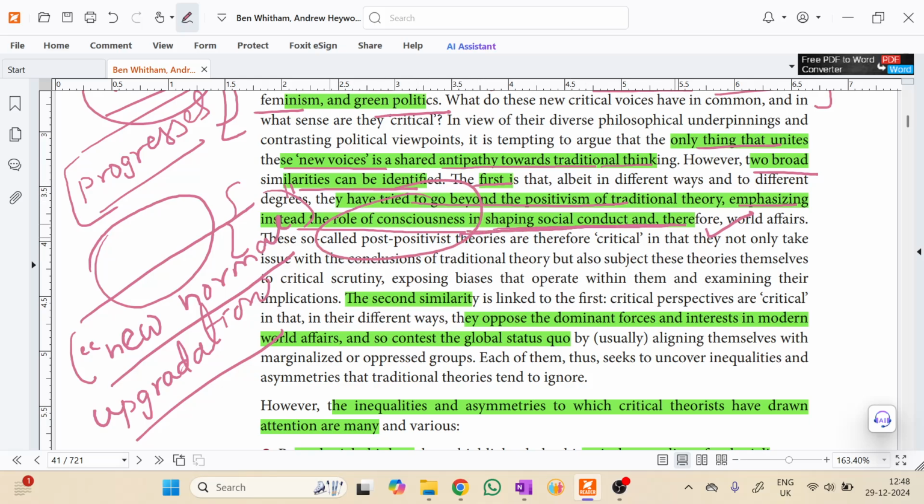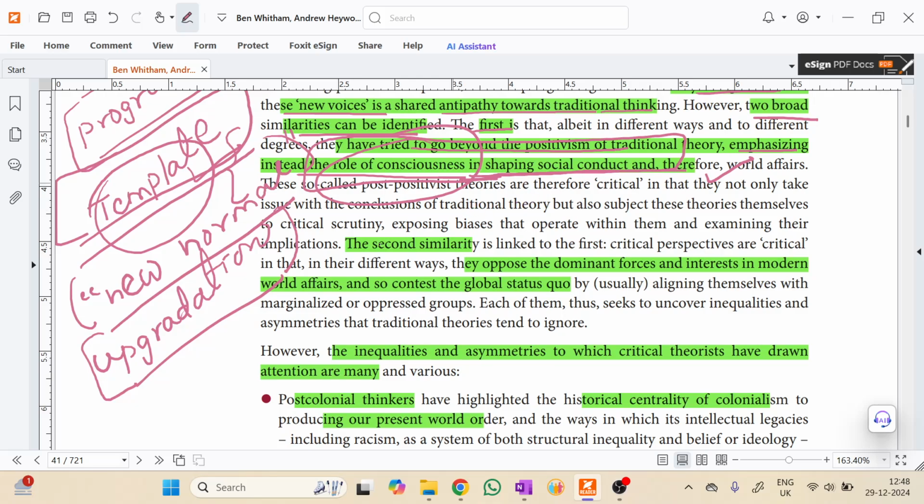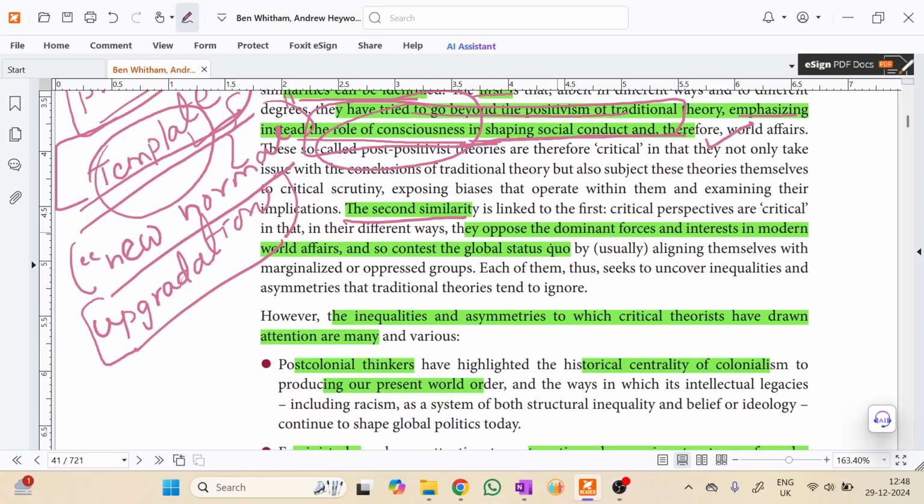So now it's what we as a society, we humans together and of one mind, the thoughts that emerge, the new normal that we are creating, is based on consciousness. It is based on how we are going through that and how we are upgrading what we have learned from the ancestors. So every generation is creating a new template upon which the future generation paints their own canvas. Then the second similarity is that they oppose the dominant forces and interests in modern world affairs.